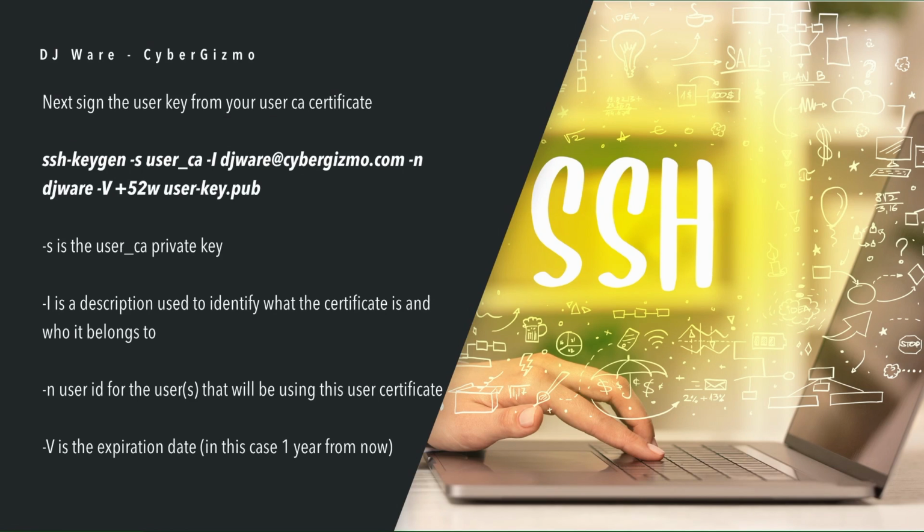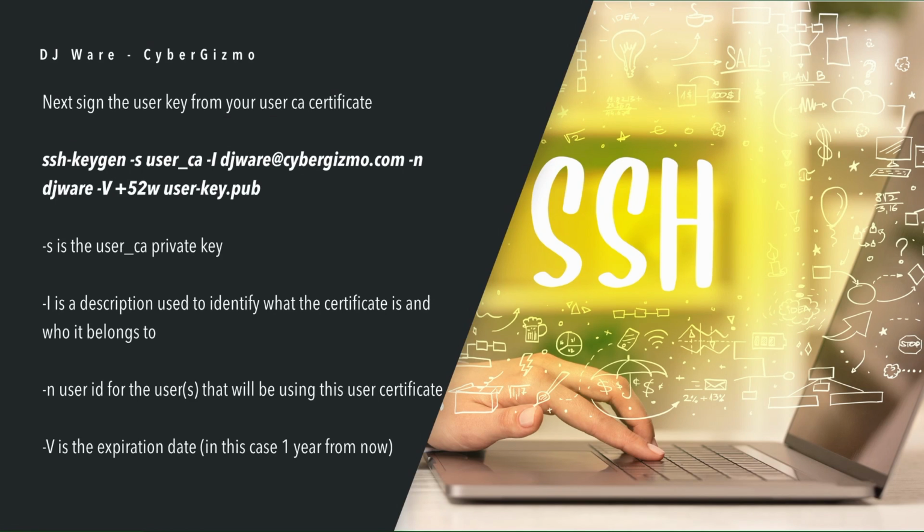Also, you'll want to have an expiration date on that. You may consider your user keys too old if they go a year long. You may consider it too young. Maybe you want it a little longer. So you can set that to where you want. User-key.pub is the public key that you're assigning.